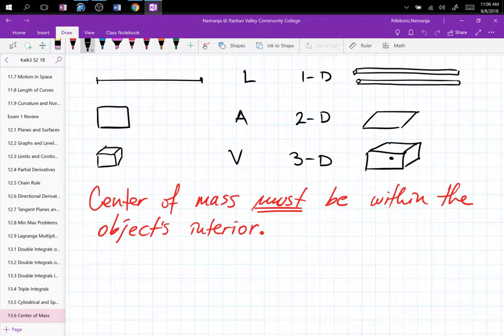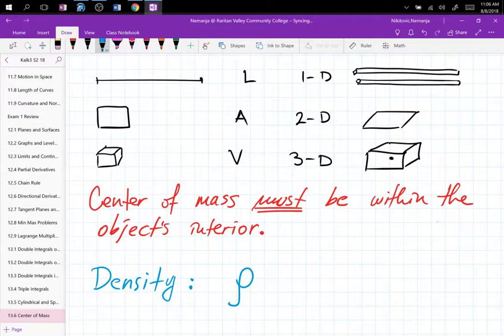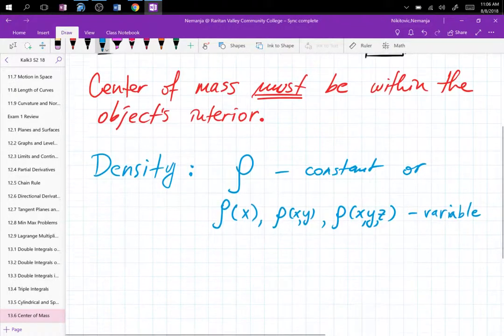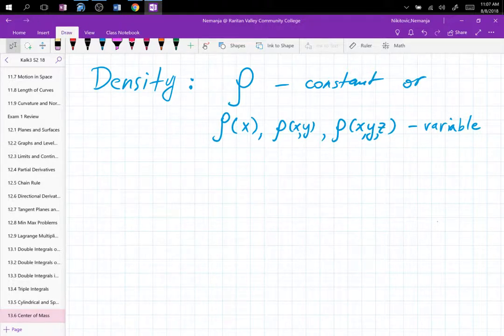Now, the next thing is density. We have to discuss density, because density is going to offset center of mass. So the density of an object, we have that as rho constant, or rho of xy and rho of xyz, variable. The density of an object could be uniform density or a constant density. So if you take a look at this pencil, it's entirely made out of wood with the graphite all the way through it. So it's the same density as you look through it.